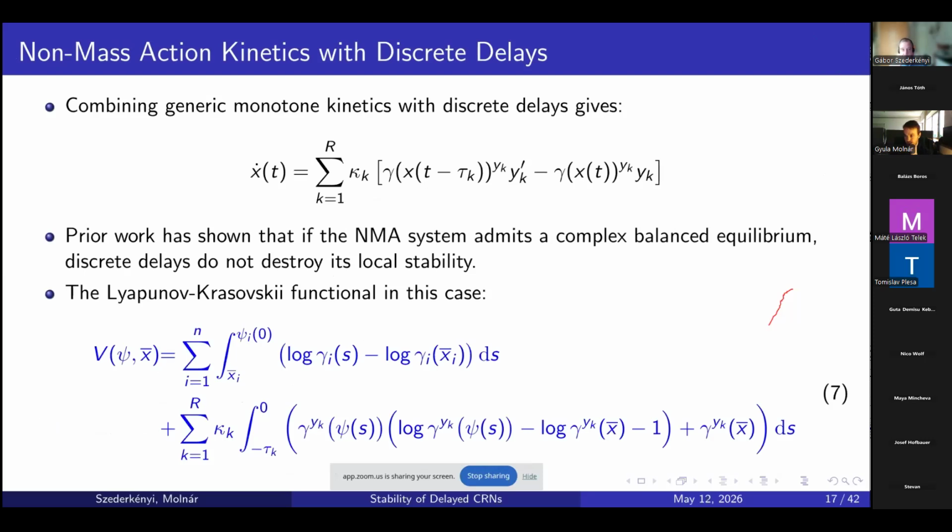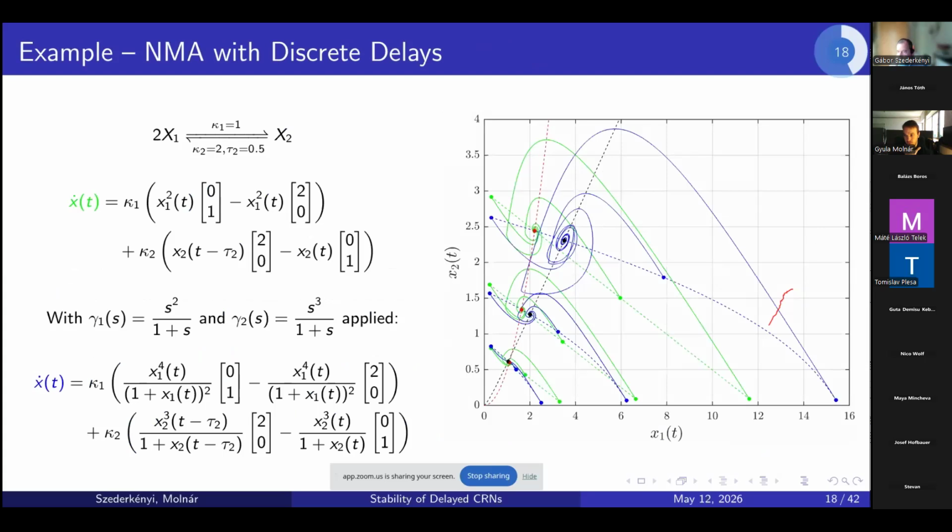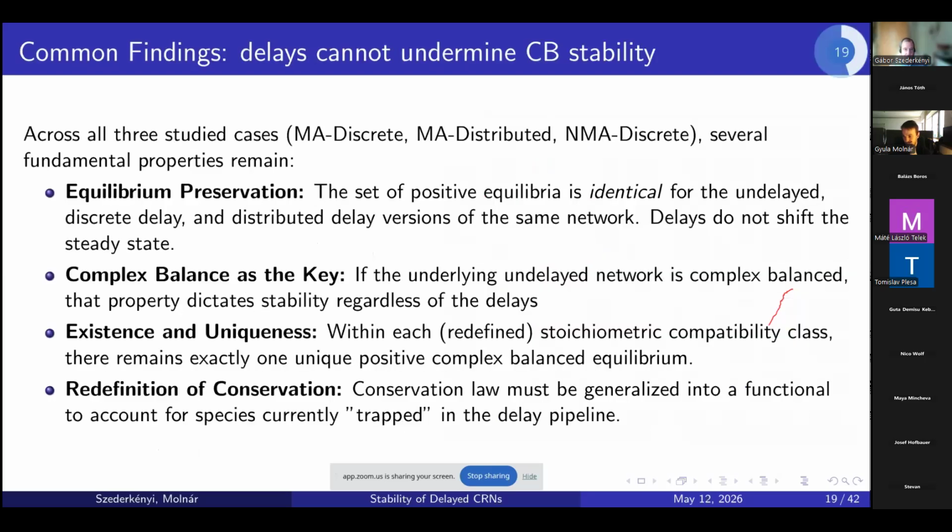And the result is essentially the same. So a little bit more complicated, the Lyapunov-Krasovsky functional, but still works. And we could prove the stability for essentially arbitrary discrete delay in this case as well. This is another example. So the green is the delayed mass action case, and the blue is the delayed non-mass action case. So you can see the differential equations here, and you can see that the compatibility classes are now curved due to the non-mass action kinetics.